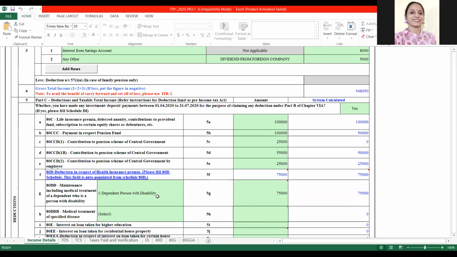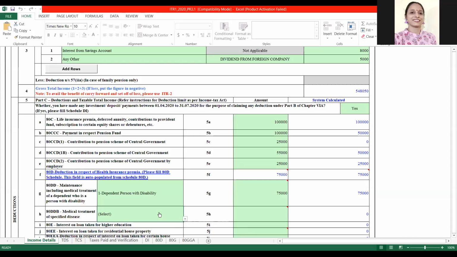And if it is severe disability, you can claim the amount up to rupees 1,25,000. If there is some dependent in the family, say for example, your children or somebody else who is handicapped and who is dependent on you. 80DD is basically for the medical treatment of specified disease.